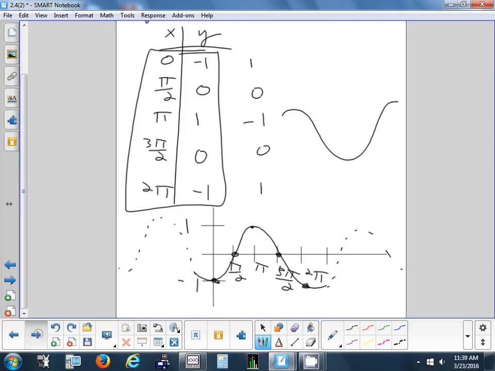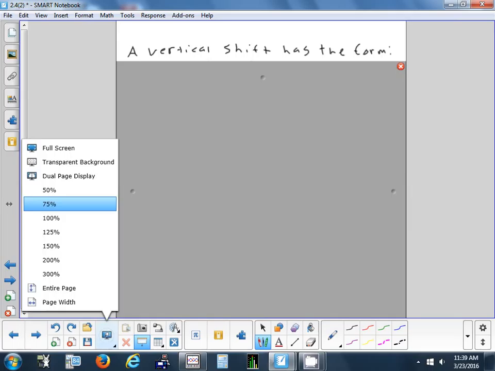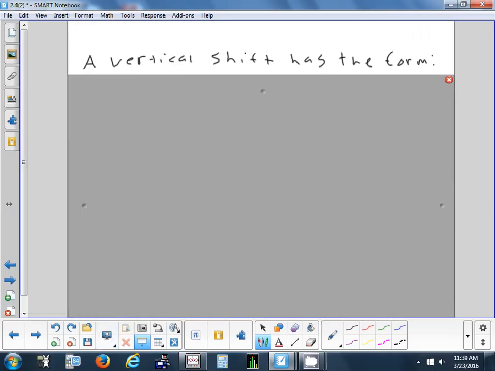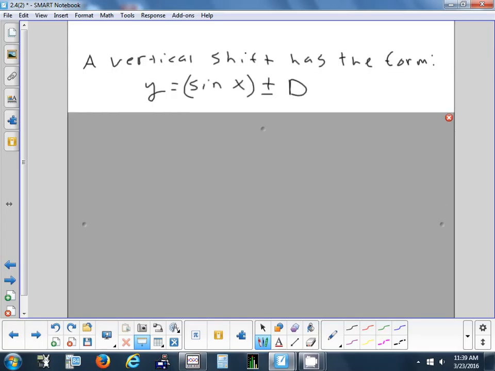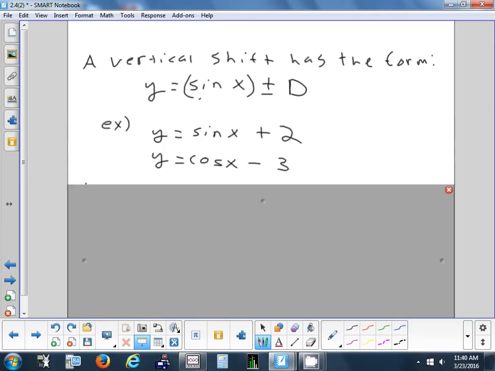All right. Last thing we're going to look at is a vertical shift. Vertical shift is probably the easiest transformation to do. It's even easier than multiplication. All we have to use is addition this time. It has the form sine, could be sine or cosine, of x plus or minus a number. These are both examples of vertical shifts.